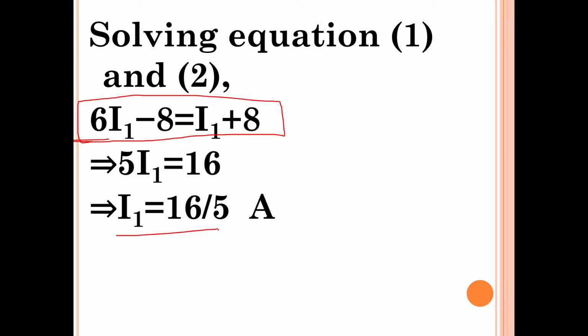I didn't solve it further. If you want, you can divide 16 by 5 and write whatever numerical value you get. So I have got some value for I1. Now you just copy it down as quickly as possible. Okay, you might have completed, I think so.